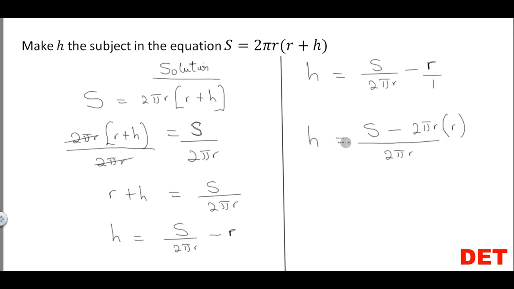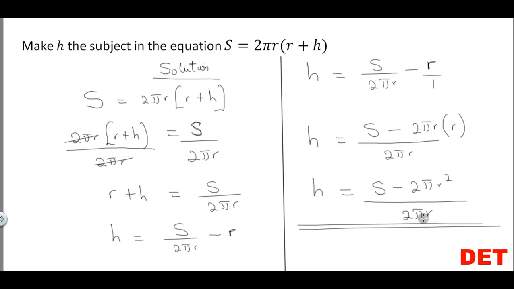So this is my H equal to. My H now will be equal to S minus 2πr times r, which will give me 2πr squared, over 2πr. This is my answer to this question.